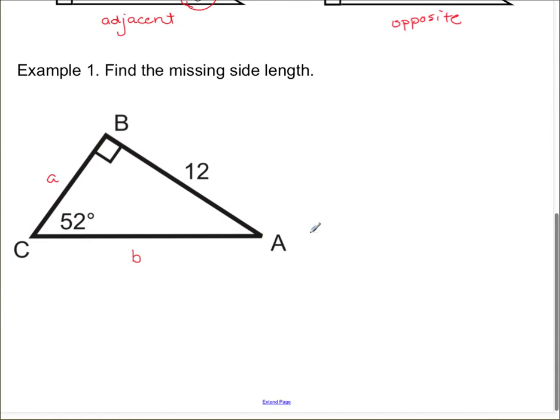Now, we're going to pick which one we're going to find first. When you're using the trig ratios, the first thing you should do is circle your angle. Circle your angle.